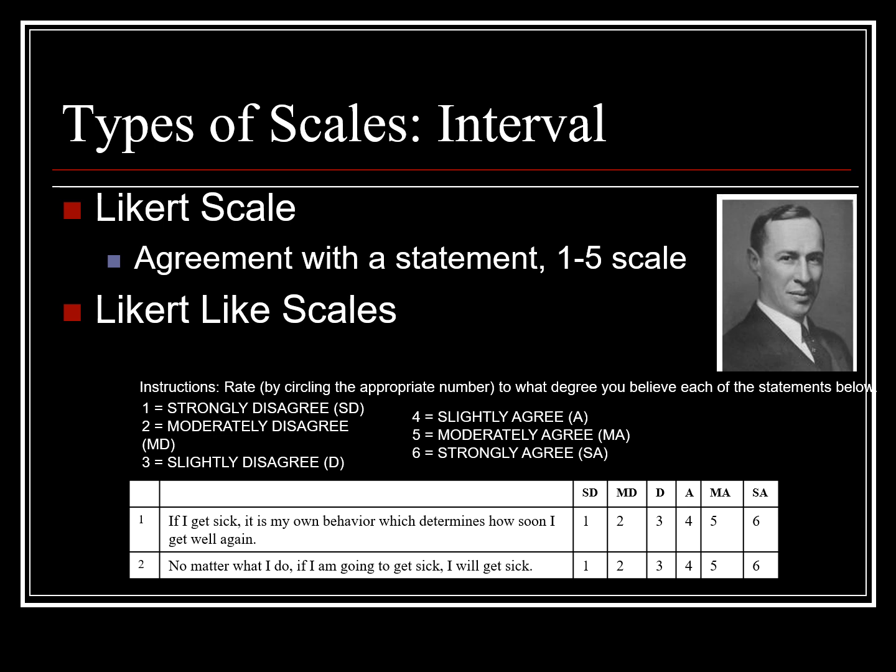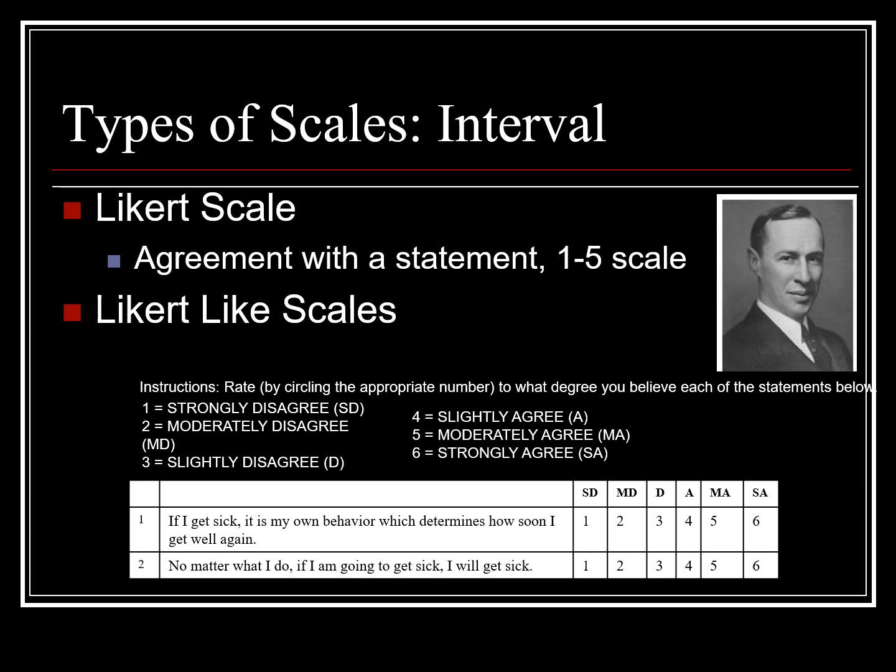So continuing on interval scales, the most common interval scale in the measures of social psychology is called the Likert scale. Some people pronounce this Likert, but if you actually look up on Google, which you now can, it is pronounced Likert. The Likert scale, in true Likert scale, is an agreement with statements on a 1 to 5 scale: strongly agree, moderately agree, disagree, moderately disagree, strongly disagree.